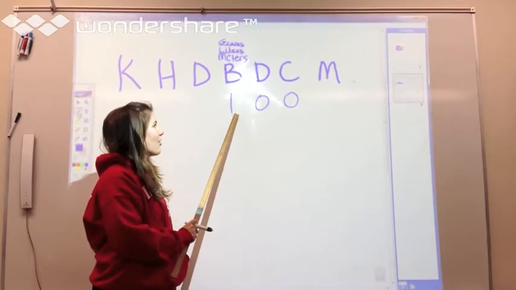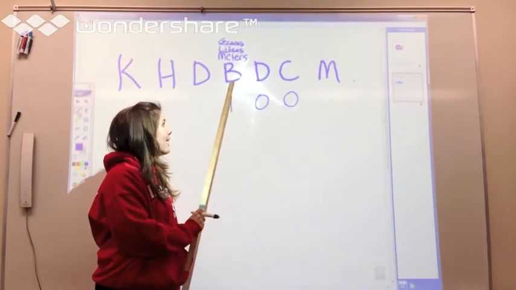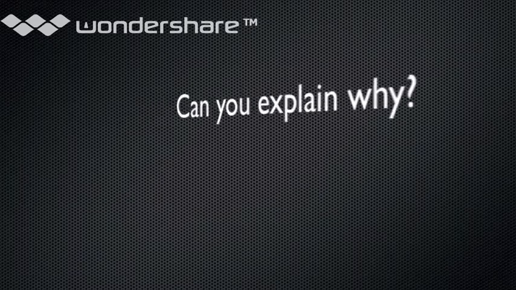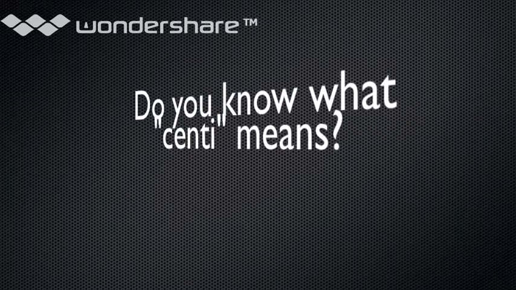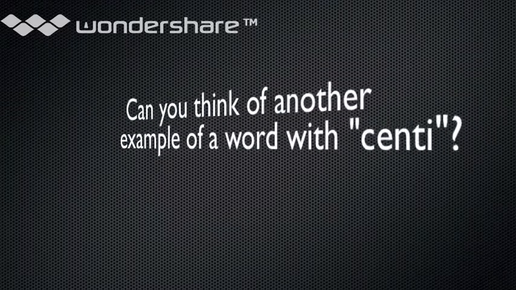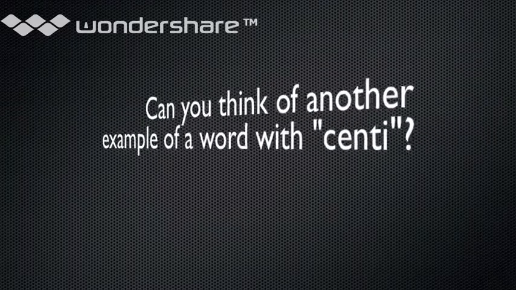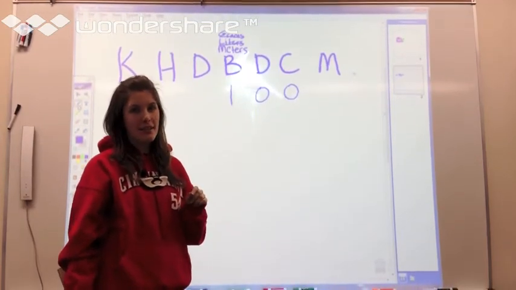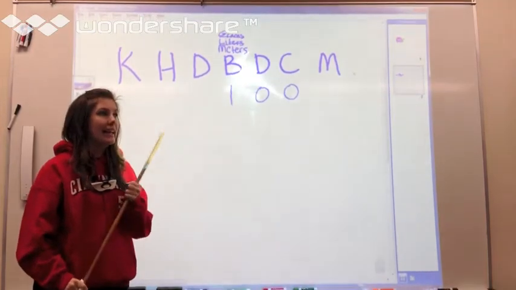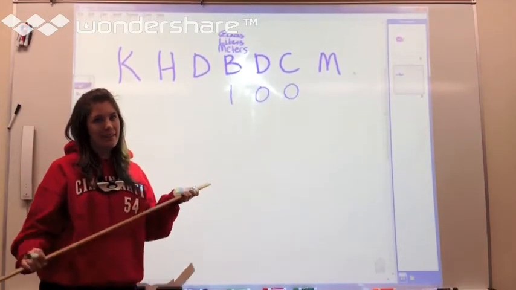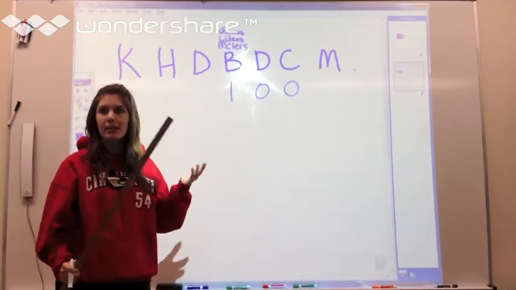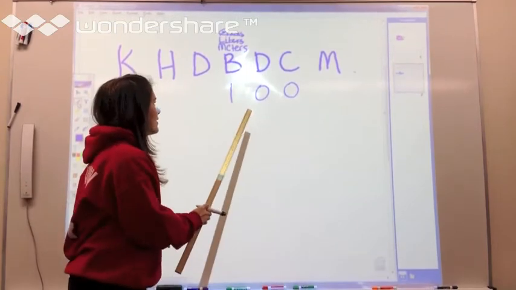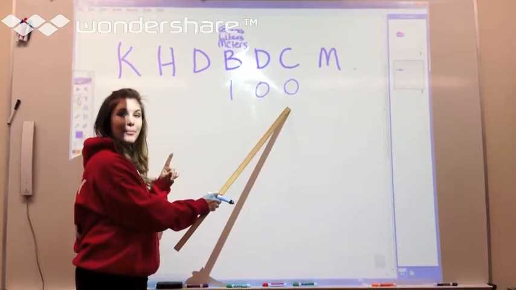So, why are there 100 centimeters in 1 meter? Think about it. How many cents are in a dollar? 100. How many years are in a century? 100. And has anybody heard of a centipede? They have 100 legs. So, 100 centimeters in 1 meter.